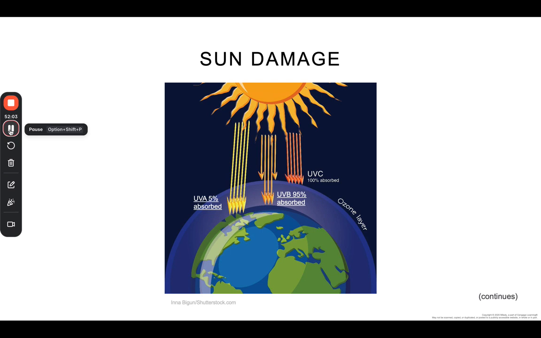UVC radiation has more energy than UVA and UVB and reacts with the ozone high in our atmosphere and from human-made sources such as welding torches, UV sanitizing bulbs that kill bacteria and other germs.